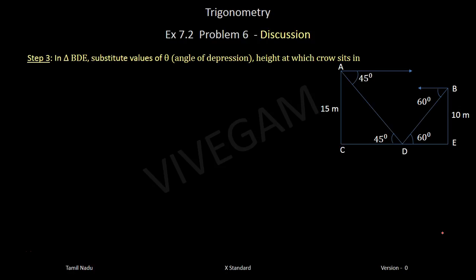Now do the same for this triangle BDE. In the triangle BDE, sine 60 will be opposite by hypotenuse. Opposite is 10 meters, hypotenuse is BD, so sine 60 will be equal to BE, which is 10 meters, divided by BD. Sine 60 value we know, and BE we know, so we will be able to calculate the value of BD, right? So now you have calculated AD and you have calculated BD.